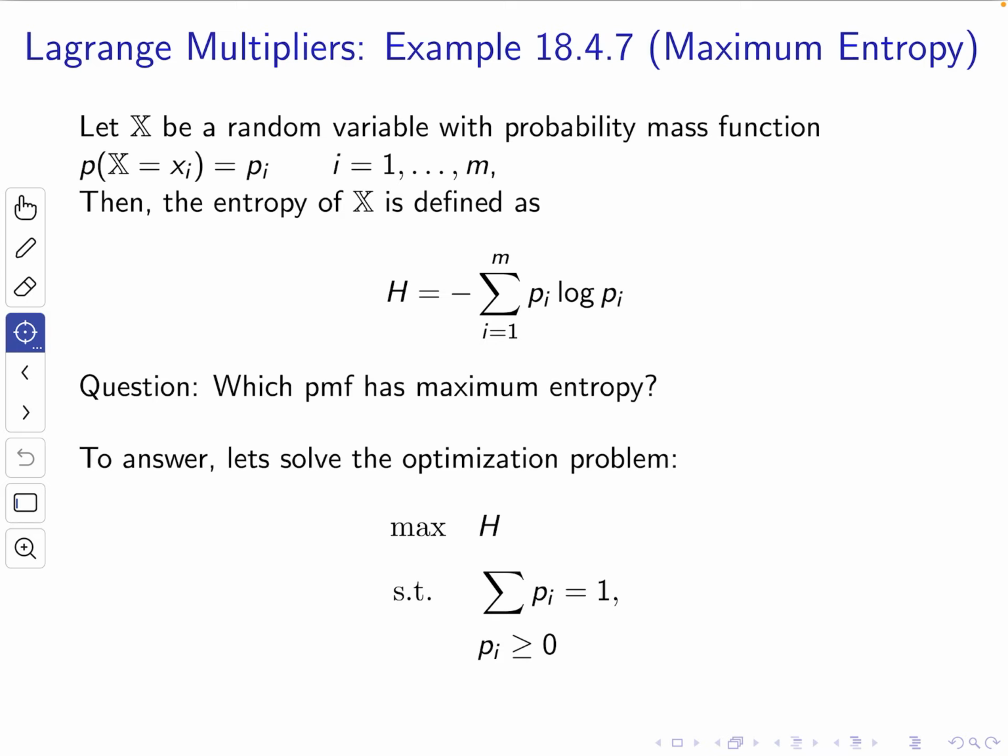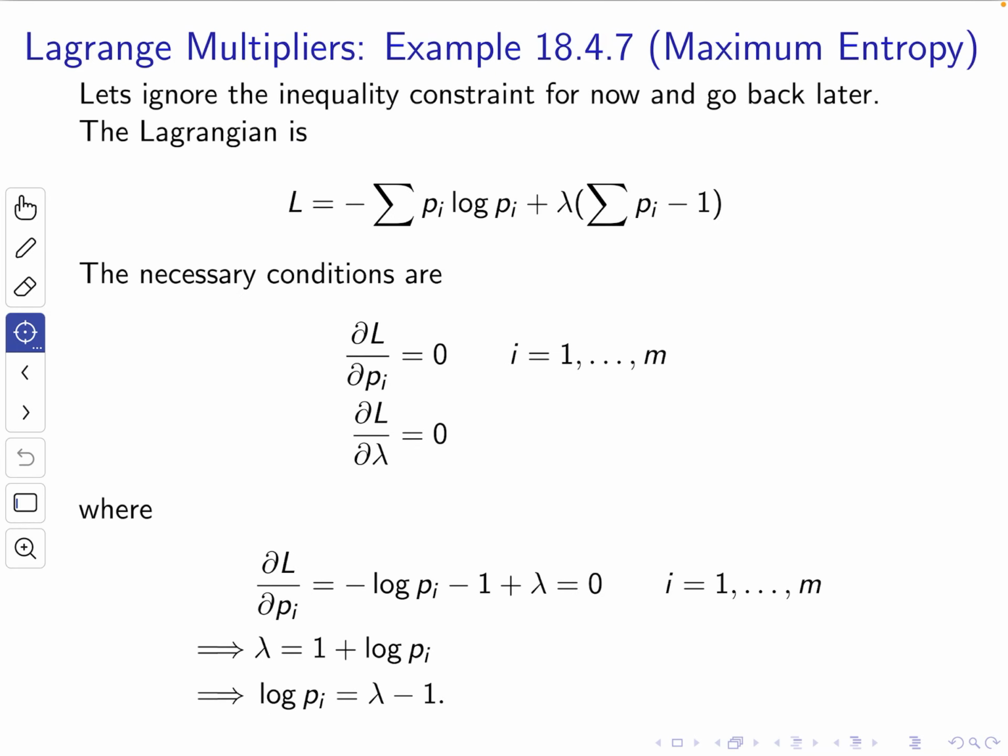So what I want to do is solve this optimization problem. I want to maximize the entropy subject to the constraint that it's a probability mass function, meaning that the sum of the pi's is equal to 1, and each of the pi's has to be greater than or equal to 0. We'll ignore this inequality constraint and see if we get an answer where it's satisfied. So we'll just solve this as an equality constraint. Okay, so the Lagrangian looks like this.